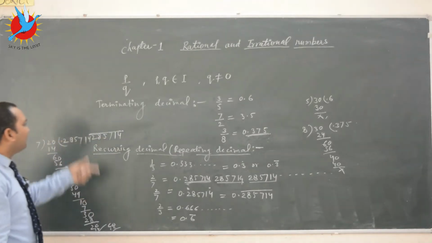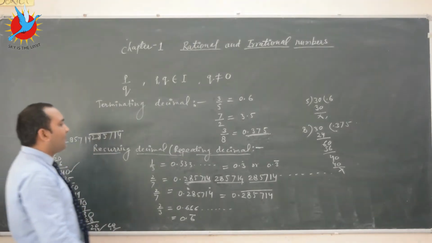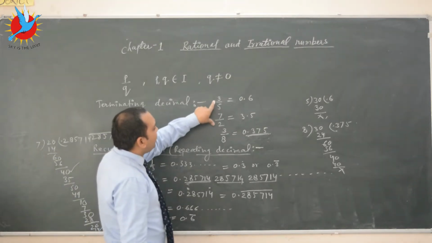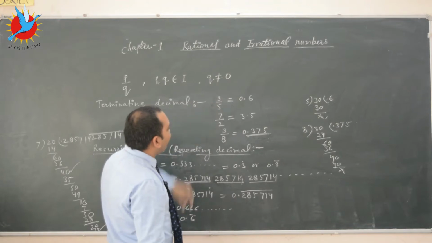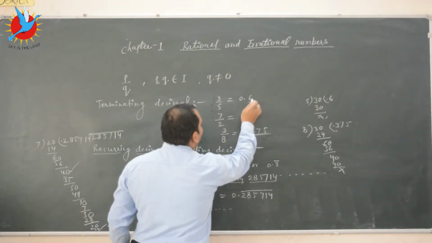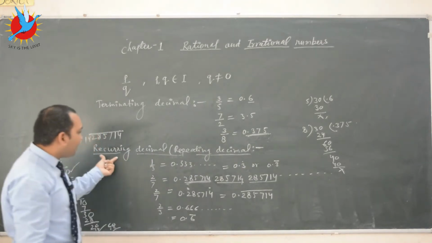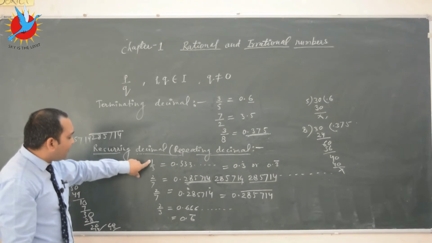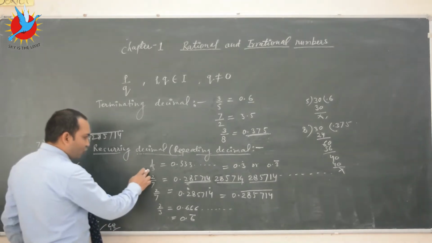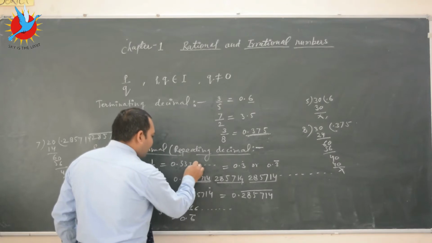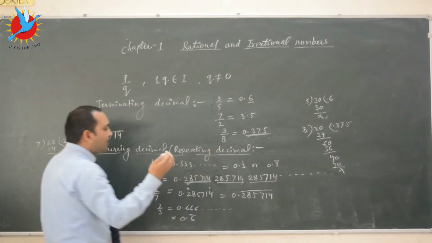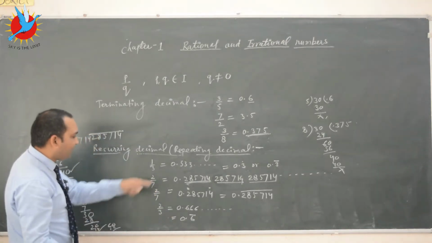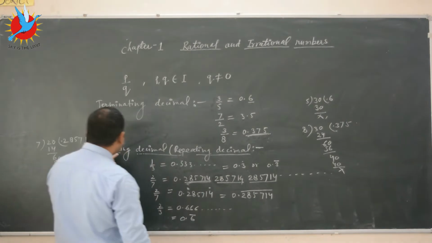So it is clear that terminating decimals are such type of rational numbers where, when we divide the numerator by the denominator, after some decimal place the remainder is 0. And recurring decimal, if we divide any rational number, the numerator by the denominator, after a certain place it repeats continuously, or after the 2nd decimal place or after the 1st decimal place it repeats continuously. So that is called the recurring decimal.